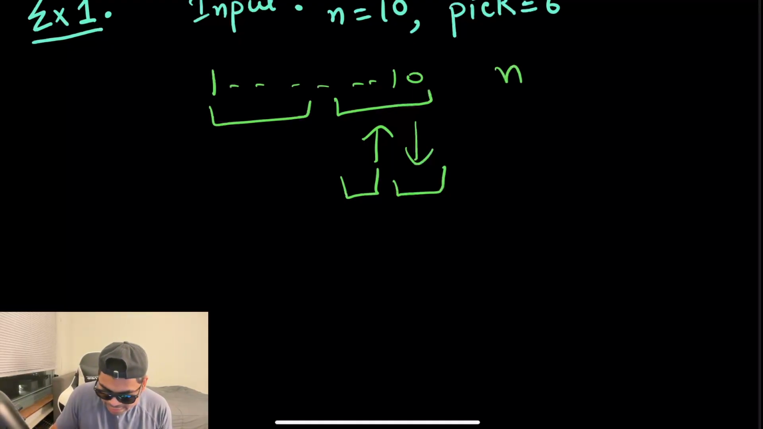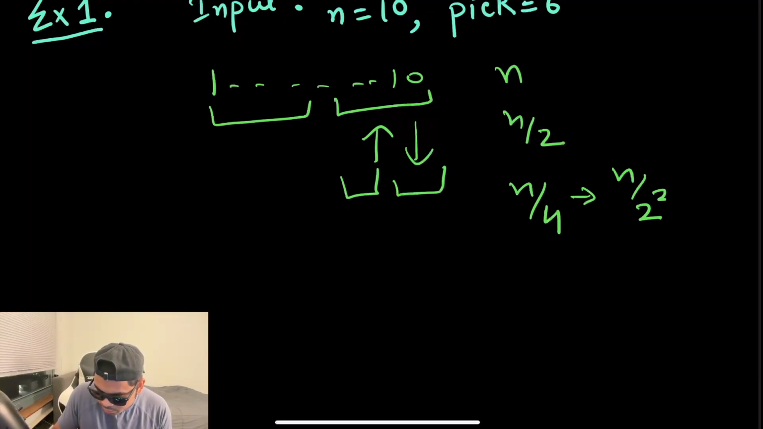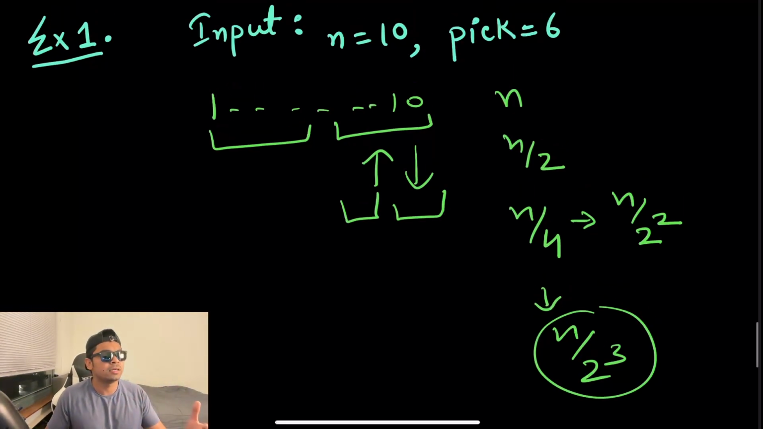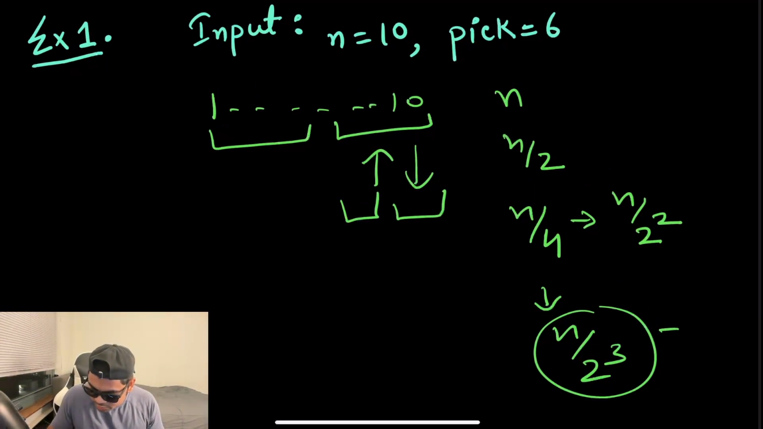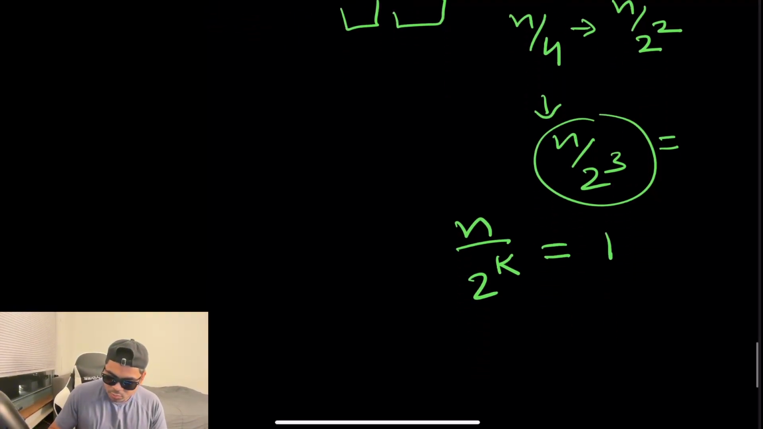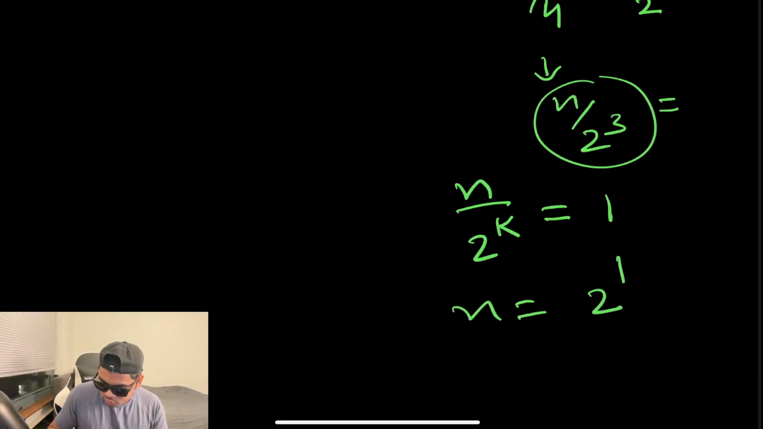Initially it was n, then it became n by 2, then n by 4, which can also be written n by 2 to the power 2, and then n by 2 to the power 3. And at the end it will come down to our right guess, where the window will become of size 1. That will happen when, let's pick some number, 2 to the power k, it becomes 1, so n equals 2 to the power k.